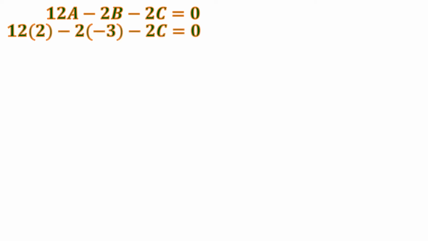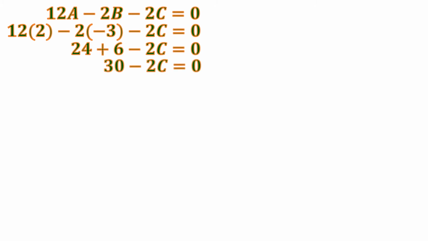And so substitute since we know the a and b. And let's multiply 24 and 6 minus 2c equals 0. So let's combine 24 and 6, that's 30. And then transpose, then we can divide both by negative 2. It will be c is 15.